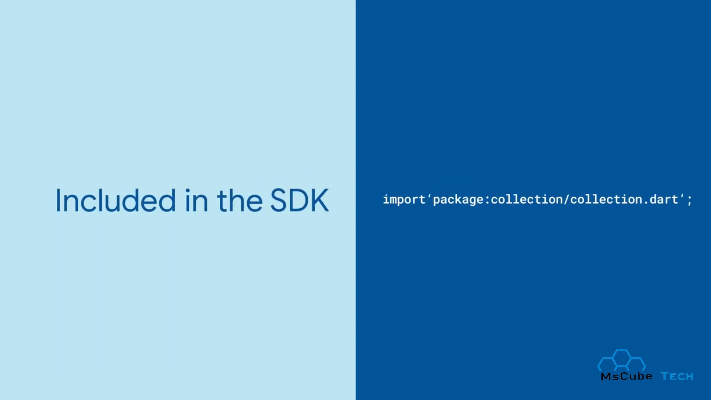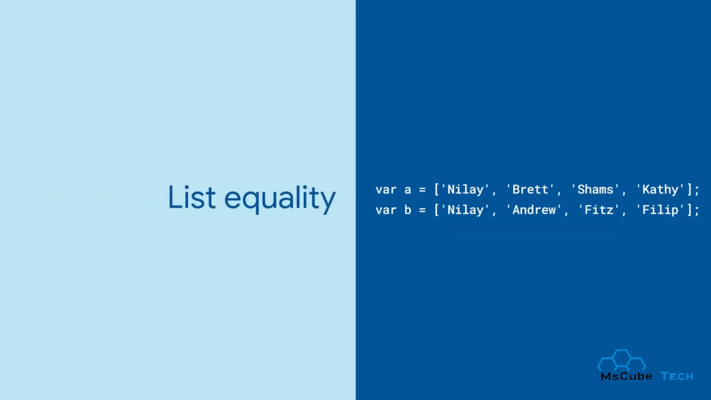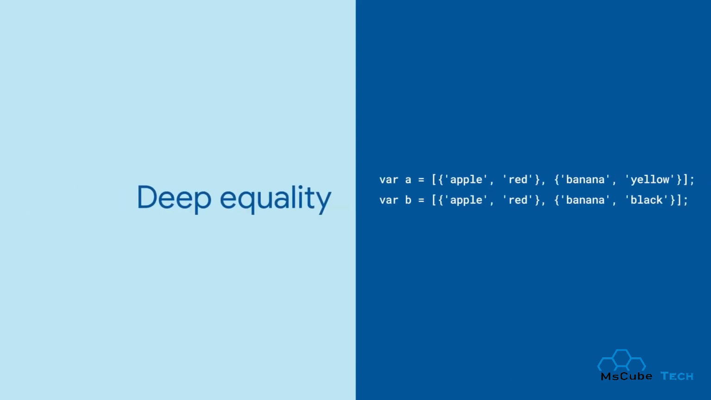This package is one of those included in the Flutter SDK itself, so all you need to do is import it. Let's say you have two lists and you want to check if they contain the same elements in the same order. Just use list equality and you're done. Do your two collections contain other collections? You may want to use deep collection equality.